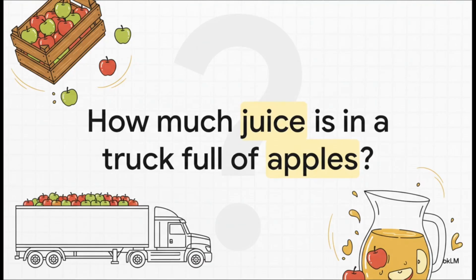To make this concrete, picture this. You're working for a juice company and a massive truck, just overflowing with apples, backs up to the loading dock. Your boss wants to know, how much juice can we get out of this entire truckload? How would you even start to figure that out? It's a simple, practical question, and it perfectly sets up the problem we're trying to solve.